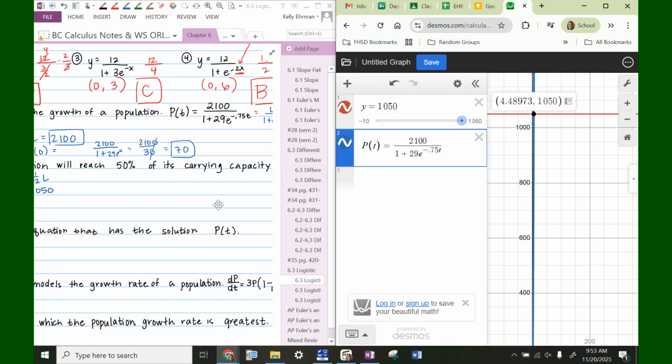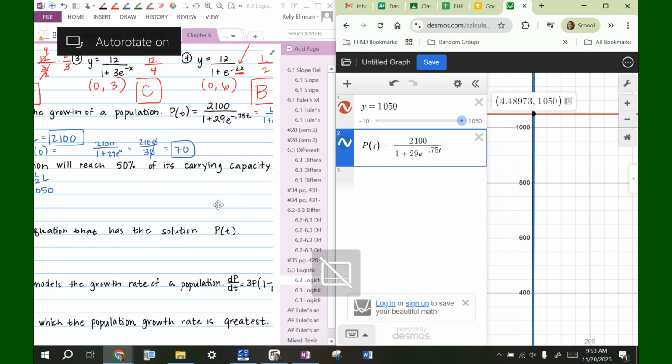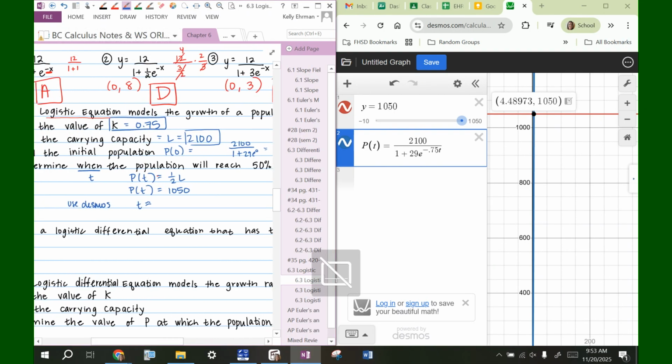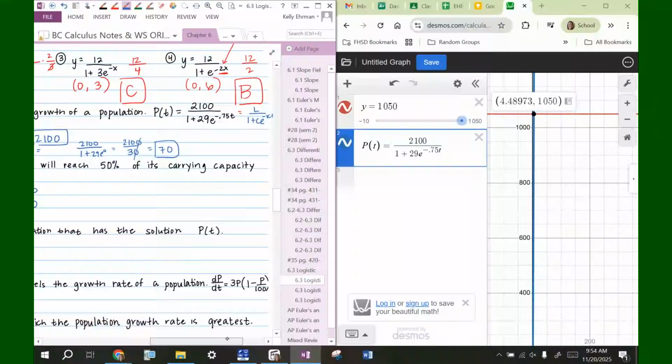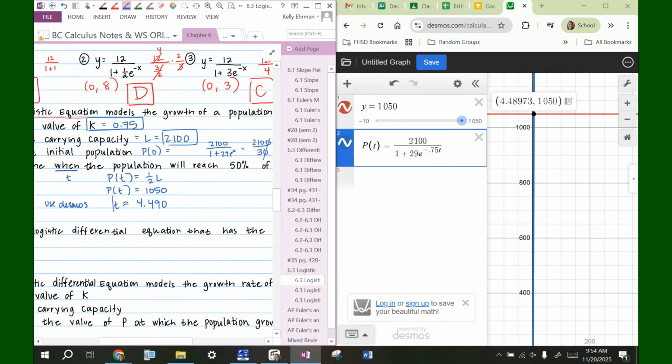So, get back to where my answer can be written down. Okay, so T is approximately 4.48. Oh no, this is going to round up. 4.489. It rounds up to 4.49. And I don't know if this is yours, so I'm just going to leave it like that.